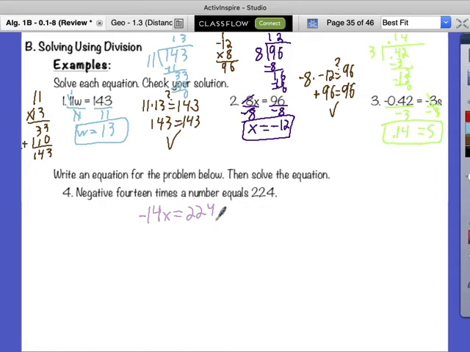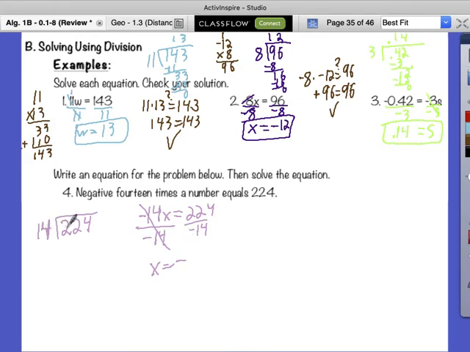So now how do we solve this? Divide, right? Because it's multiplying by negative 14. Negative 14 divided by itself is 1, so we're left with x. 224 divided by negative 14, we can do this off to the side somewhere. We know a positive divided by a negative will be a negative.